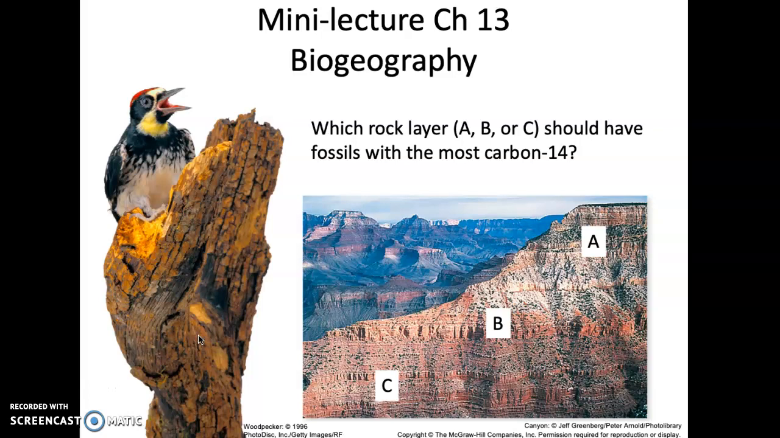This slide here, this question, was from my previous video, saying which rock layer, A, B, or C, should have fossils with the most carbon-14? So if you answered A, you would be correct, because samples B and C would have been losing their carbon-14 over time.